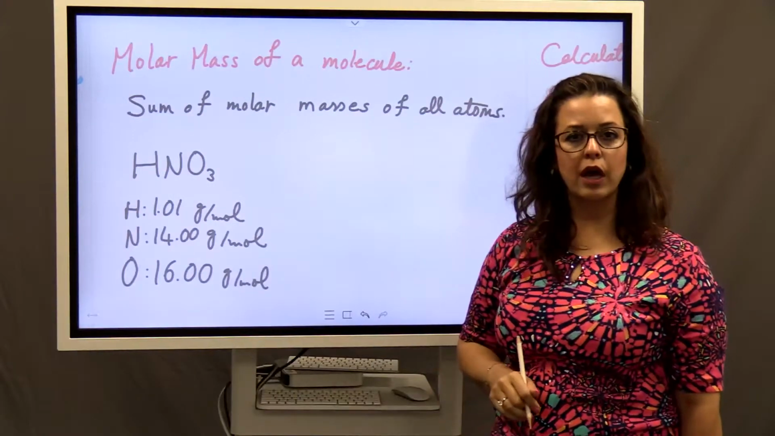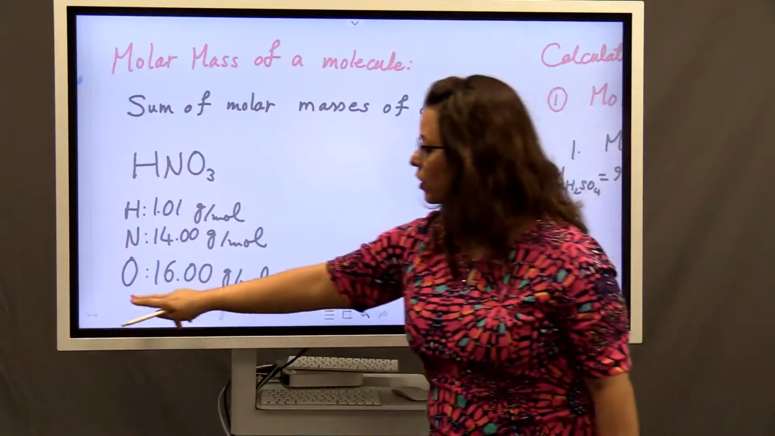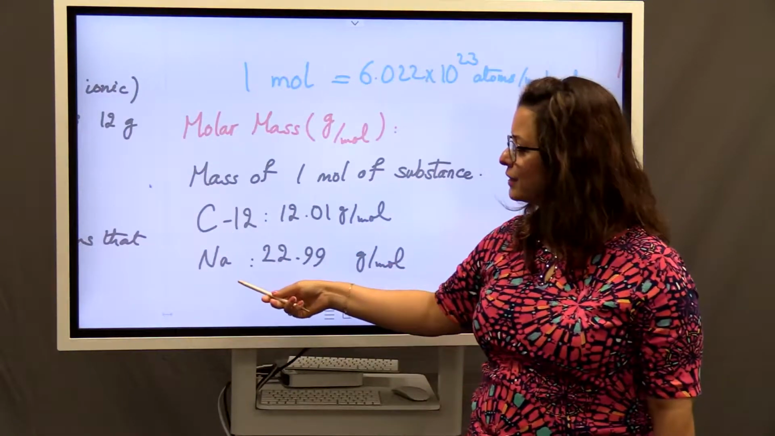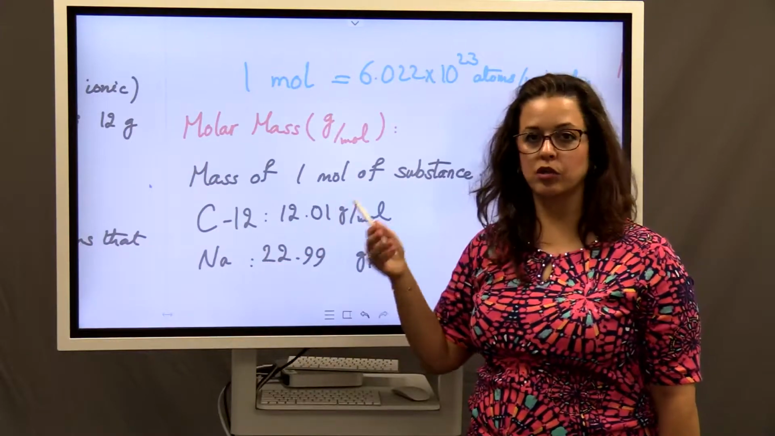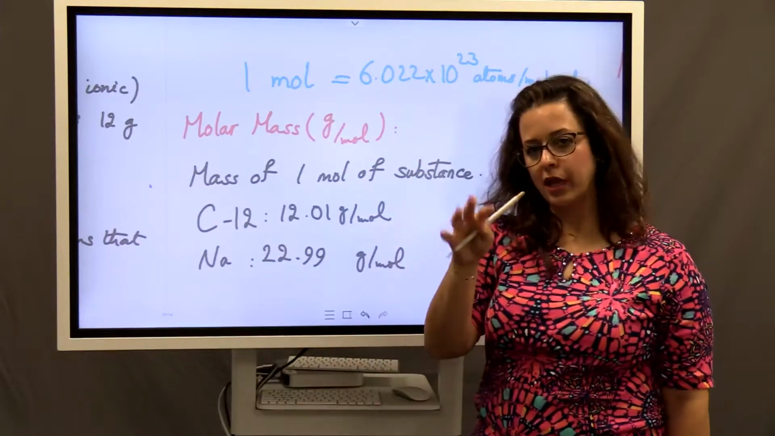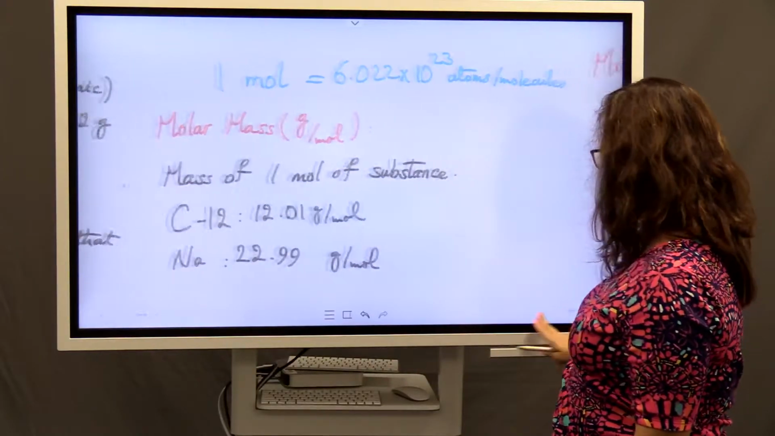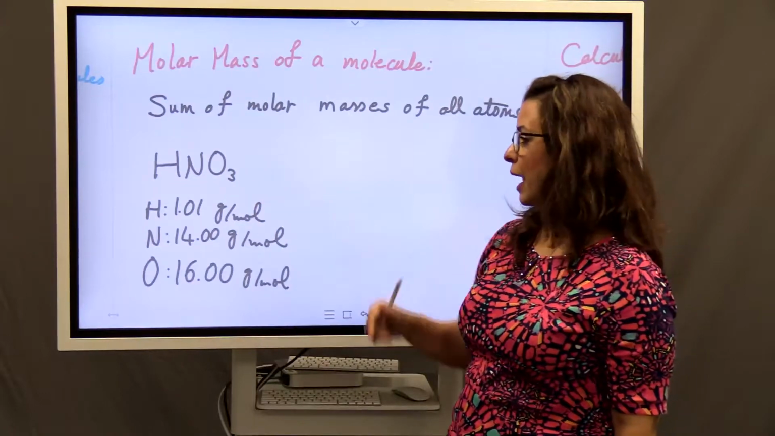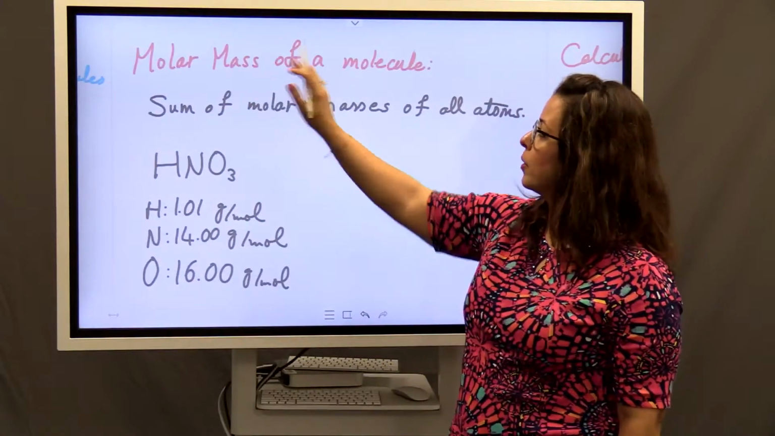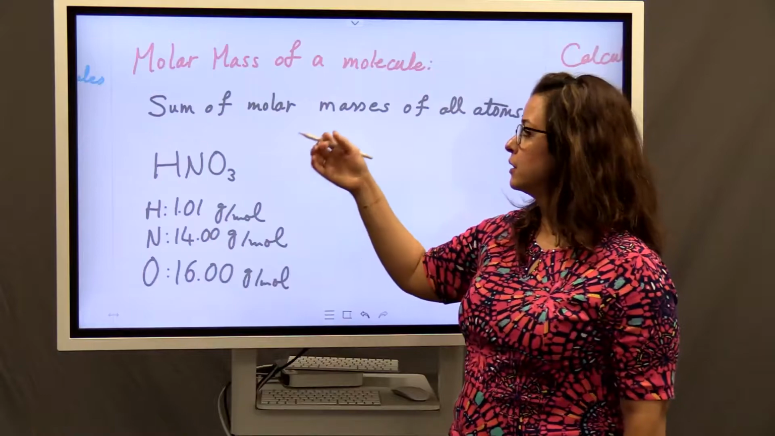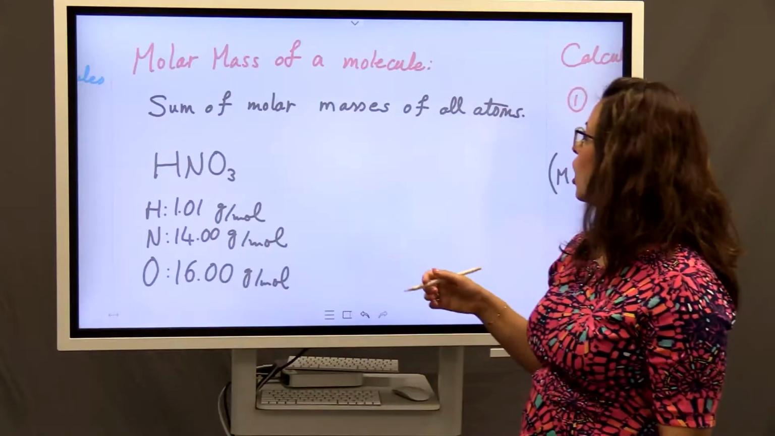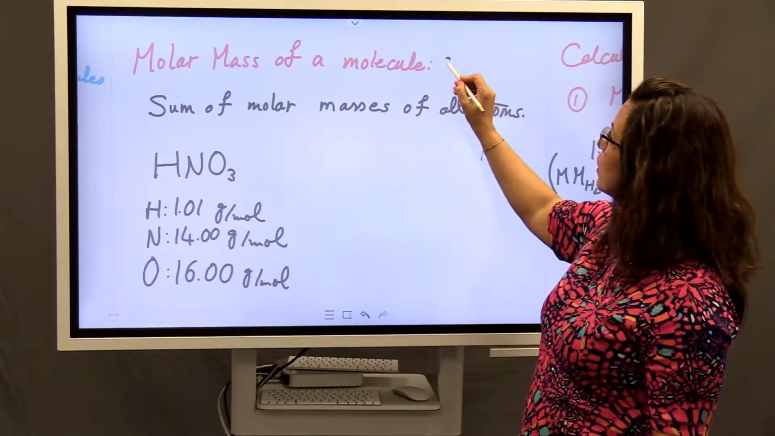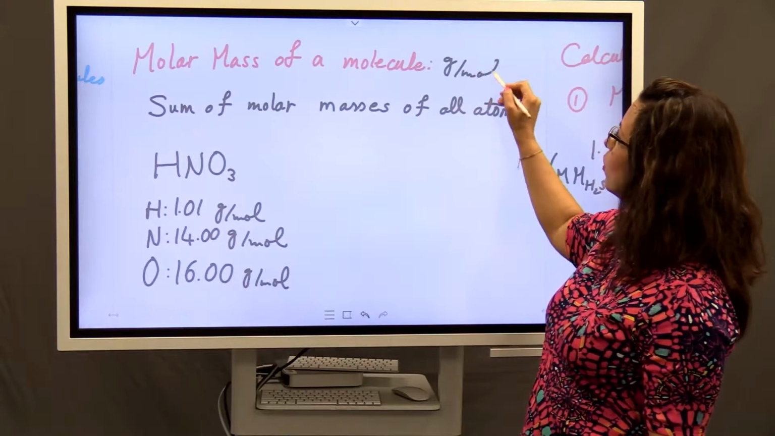So, how do you calculate the molar mass of a molecule? Here in the previous page, we had the masses of the atoms that I told you. Just look at the periodic table, it's written there for you. But what if you have a molecule like HNO3, like nitric acid? The molar mass of 1 molecule is the sum of the molar masses of all of the atoms. And this molar mass is shown in grams per mole.